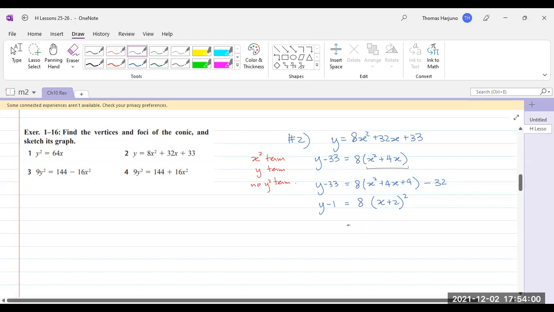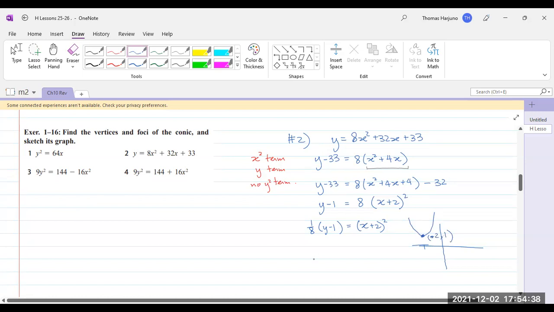And this is 1/8 times y minus 1 equals x plus 2 squared. Now from here, we can start reading. For example, the parabola opens up. The vertex is at -2, 1.